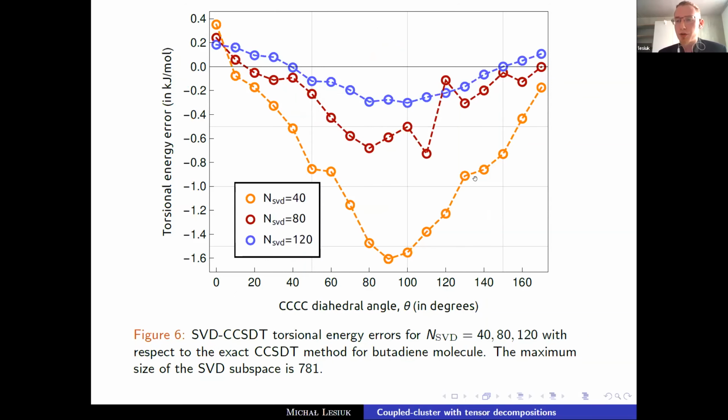If you want to see the errors, this is just the same calculations, the same system, but instead of showing the raw energies, I show the errors with respect to full CCSDT. Also for the 3 possible subspace sizes. This is in kilojoule per mole again. And if you increase the subspace size, you very quickly reach the accuracy of a fraction of a kilojoule per mole.